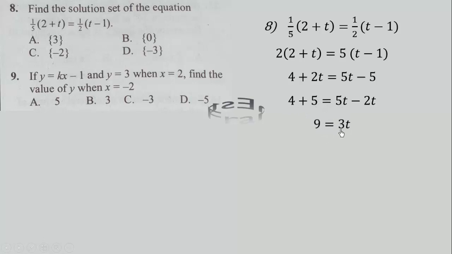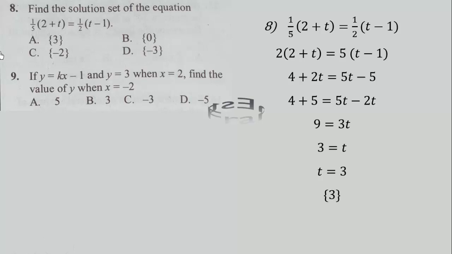We now divide through by 3, which is the coefficient of t, to get t is equal to 3. The solution set means we put the result in parentheses. So the solution set of the given equation is this. The correct answer is option A.